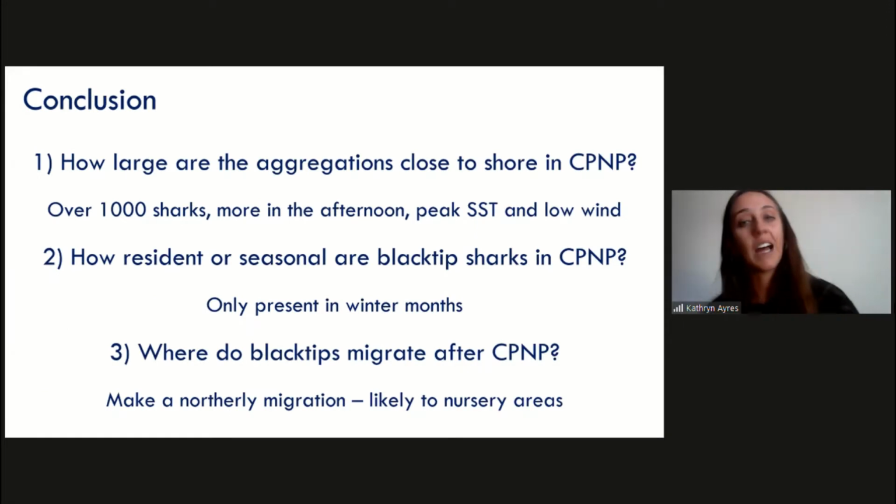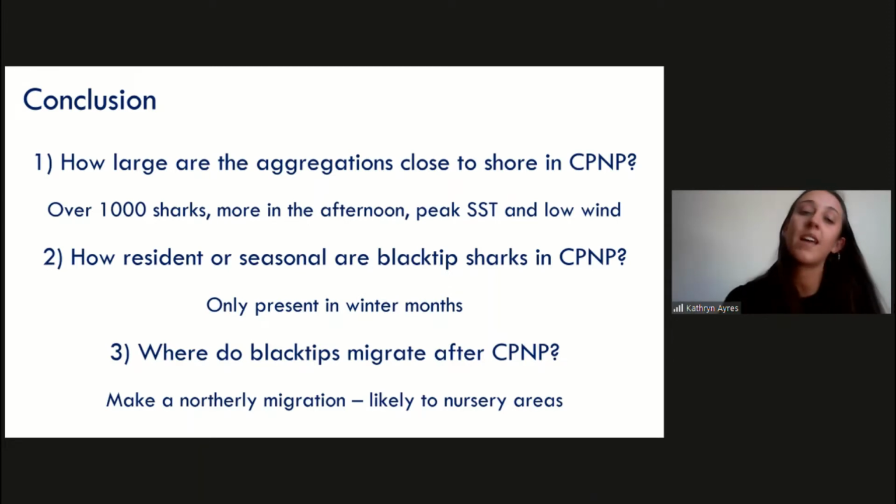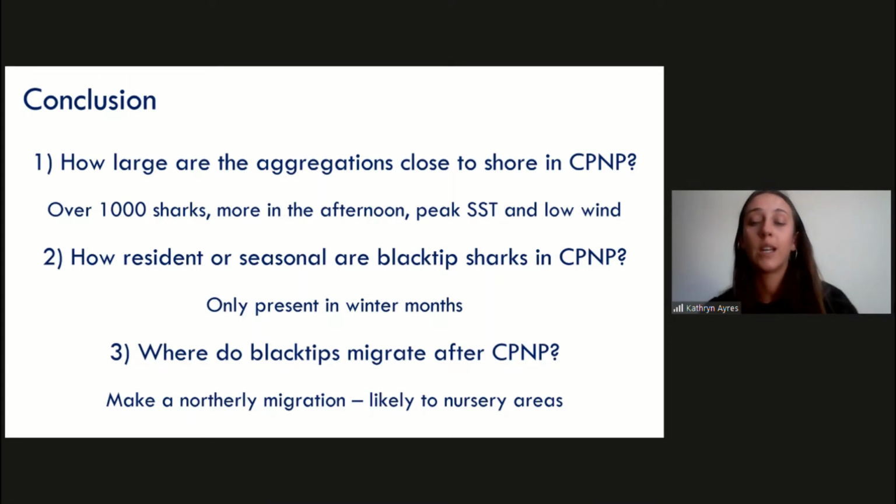So to conclude, how large were the aggregations? Over 1,000 sharks at times, more in the afternoon with a peak in sea surface temperature and at low wind speeds. How resident or seasonal are black-tip sharks? They're only present between December and April. And after they are in Cabo Pulmo, they seem to do a northerly migration.